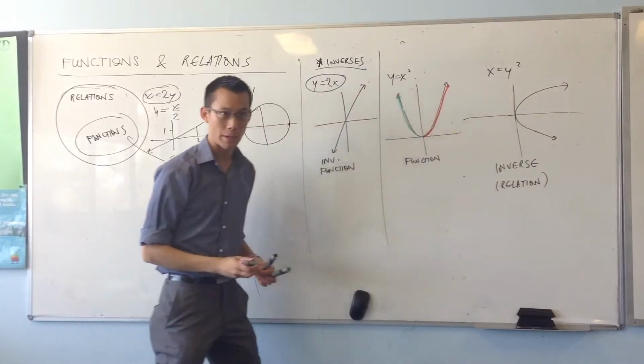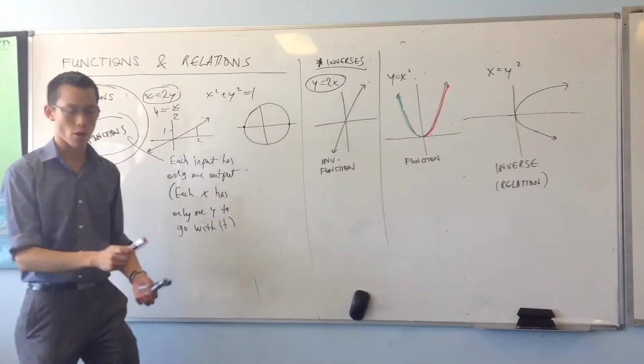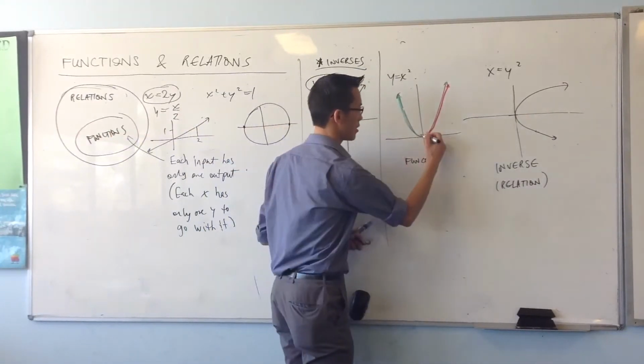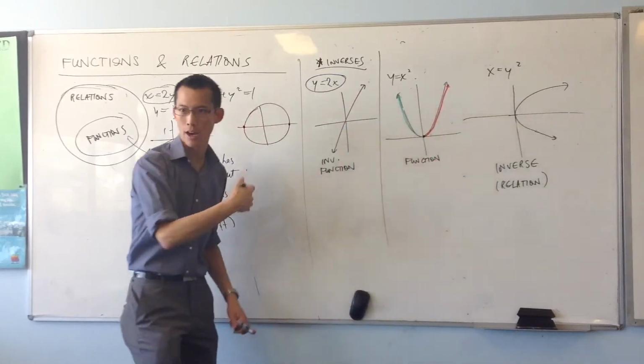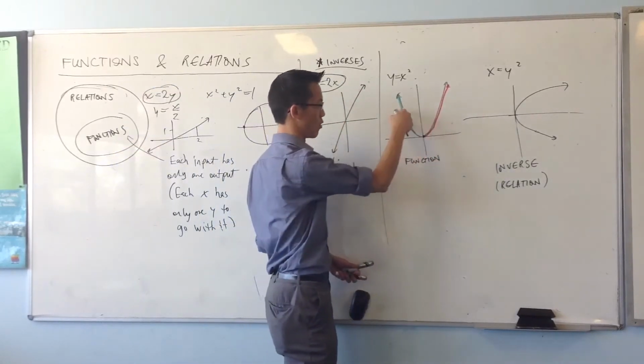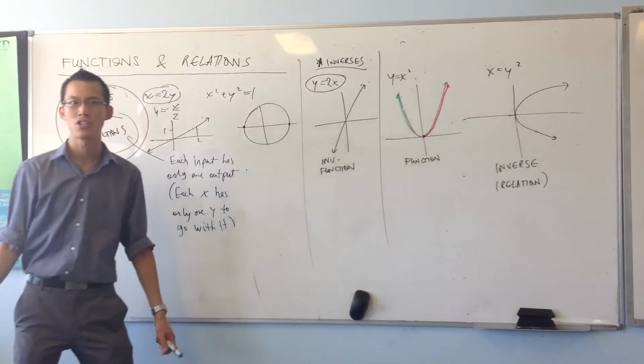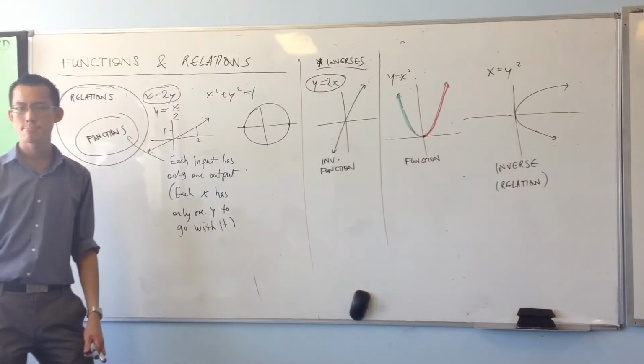Now, quick question, by the way. Why is it that 0, the origin, is the point where I go one way or the other? Why can't I go, say, here or over there? Why is it that point? What's special about it?